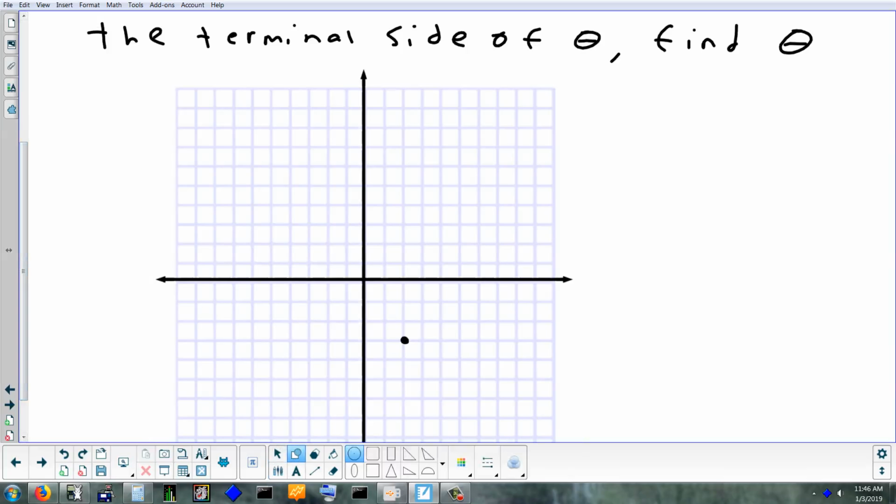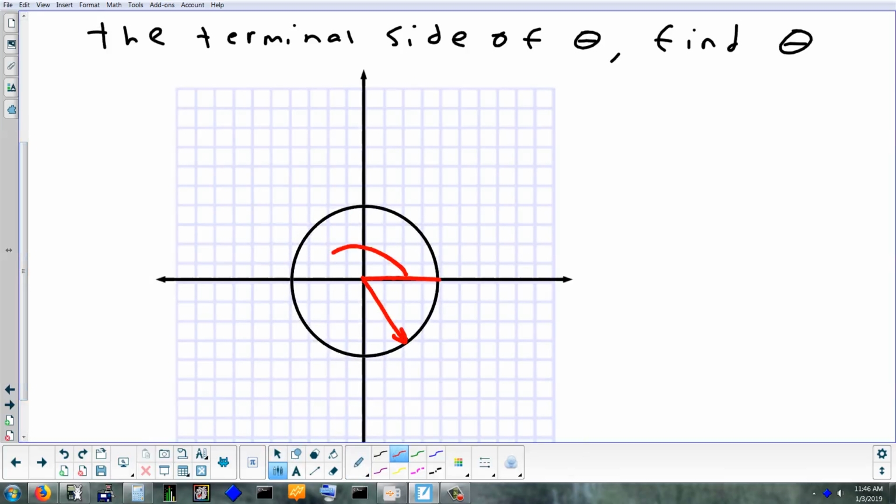All right, so if you wanted to make your circle, there's a circle. Here is the initial side of my angle. Here is the terminal side. That's what I'm trying to figure out. How big is that arc, that angle? So what I'm really going to be doing is, well, what quadrant is this point in? It's in the 4th quadrant.